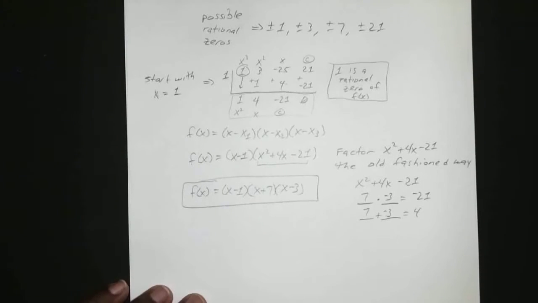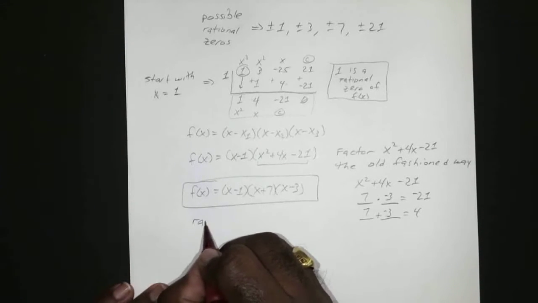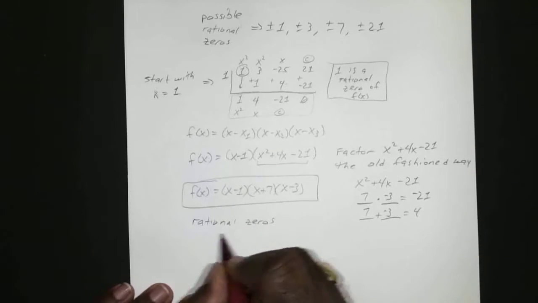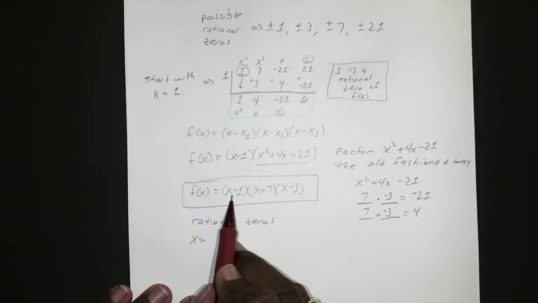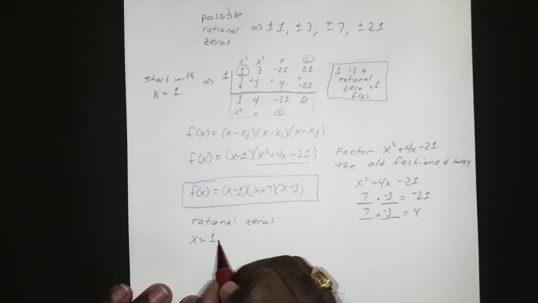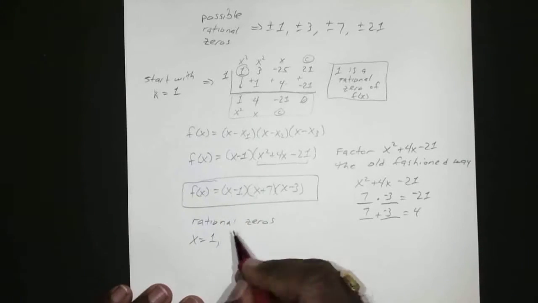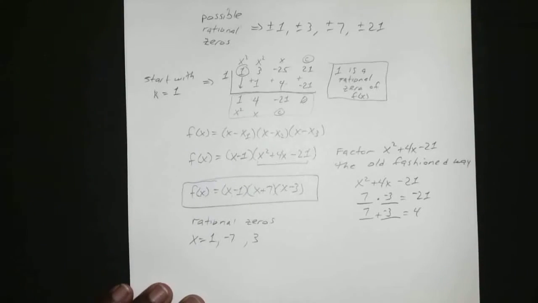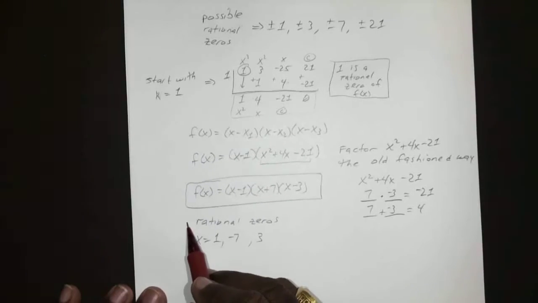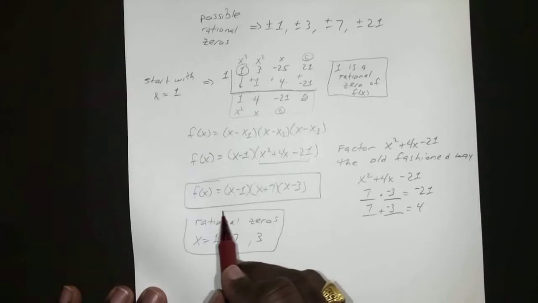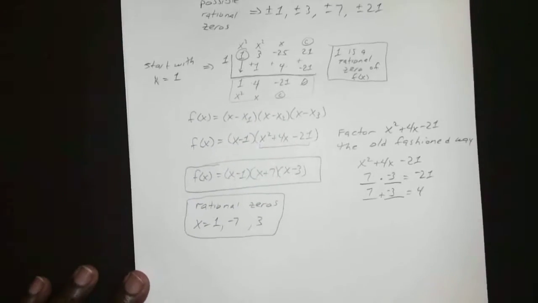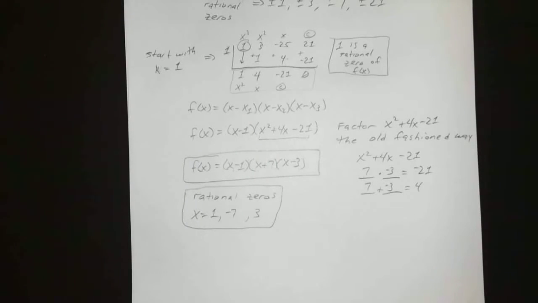All right, so we know that your rational zeros are x equals, if you plug in 1, that all becomes 0. If you plug in negative 7, that all becomes 0. And if you plug in 3, that becomes 0. All right, so any questions on that one?